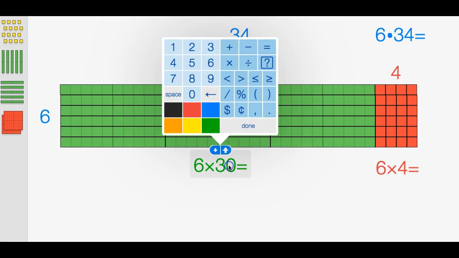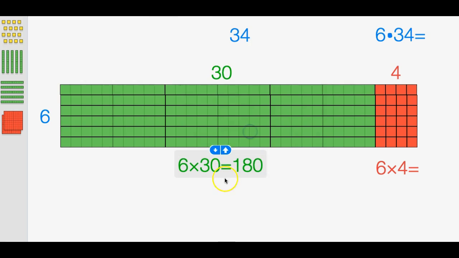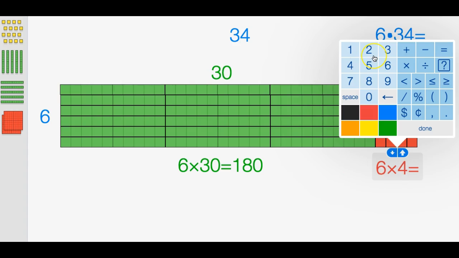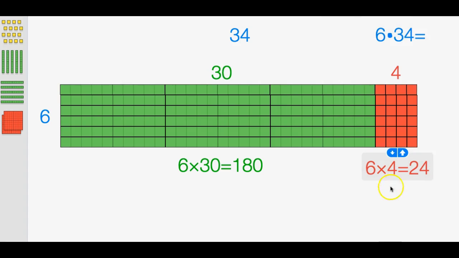So I know that when solving 6 times 30, I can decompose 30 into 3 times 10. 6 times 3 I know is 18. And when I multiply 18 by that remaining 10, I get 180. 6 times 30 is 180. 6 times 4 is a known fact. You can count by 4s. We can do 6 times 2 and double it. That equals 24.